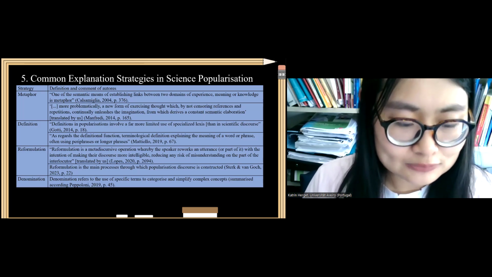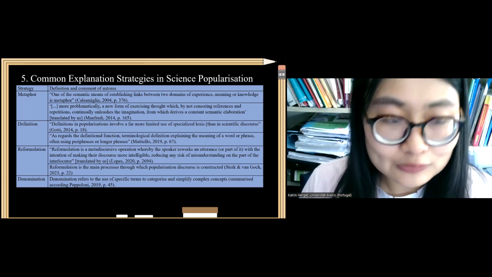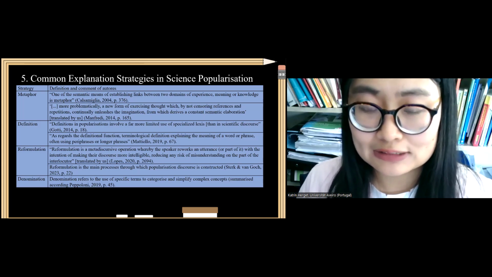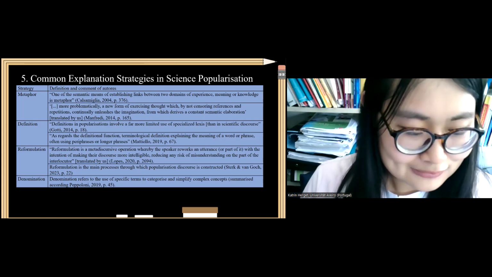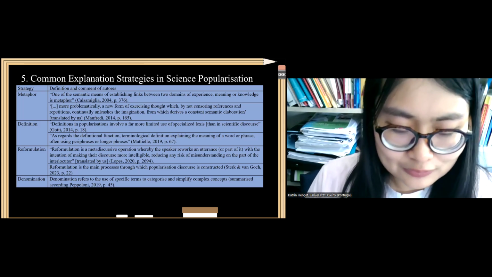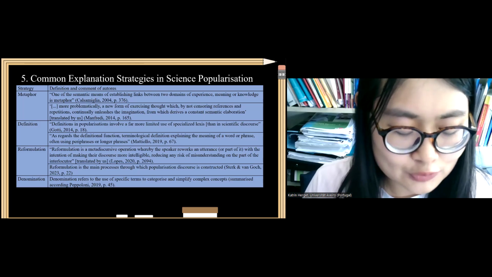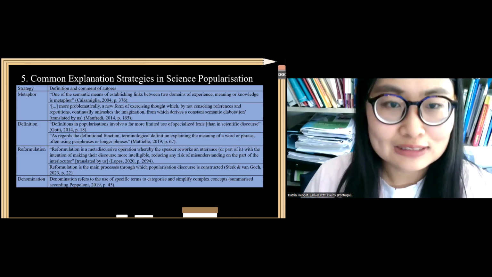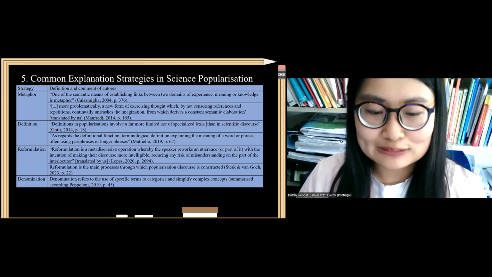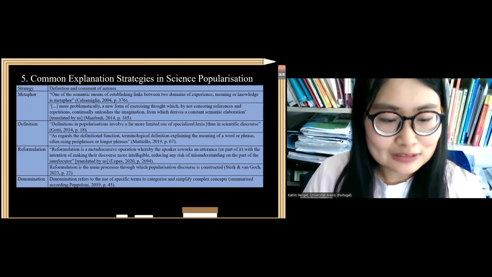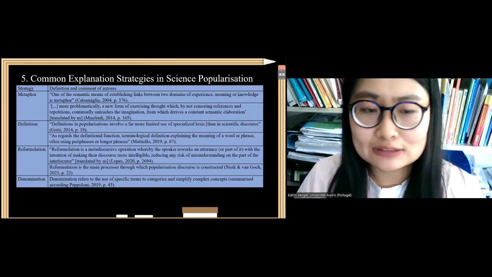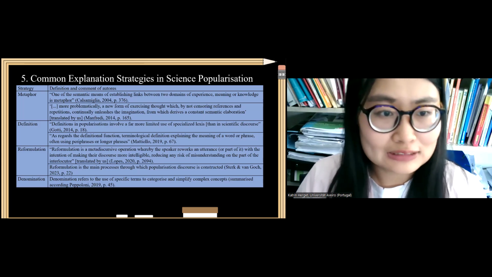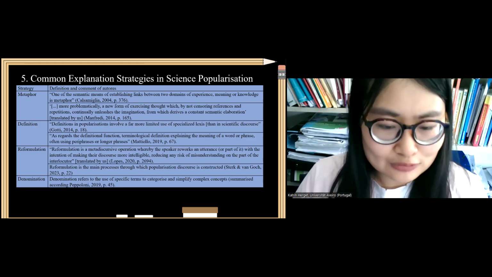And definitions are used to explain unknown words. To Gotti, definitions in popularizations involve a far more limited use of specialist lexis than in scientific discourse. He emphasizes that the most commonly used technique for providing definitions is juxtaposition, where the specialist term is immediately followed by its paraphrase, separated by comma, dash, parentheses or the like. Terminological definition explains the meaning of a word or phrase, often using paraphrases or longer phrases.